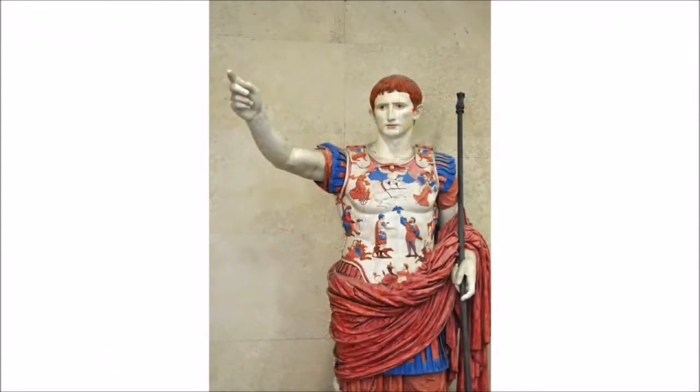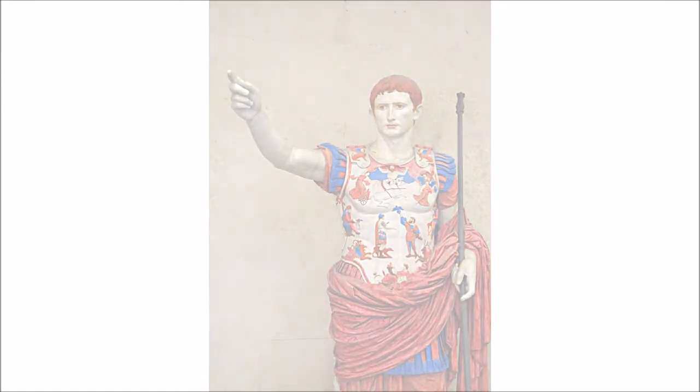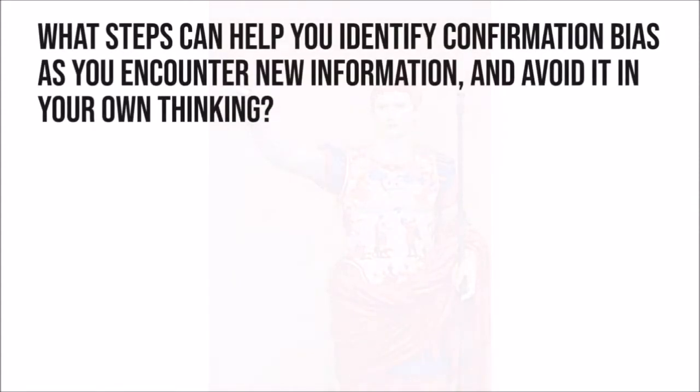To sum up, even as more research emerged that the sculptures of Greece and Rome were accented with vivid colors, this point of view did take a long time to be fully accepted because of widely held ideas, illustrating an instance of how confirmation bias shaped the way the past has been interpreted and even repurposed in the present. Now that we've explored how confirmation bias can distort research, what steps can help you identify it as you encounter new information and avoid it in your own thinking?